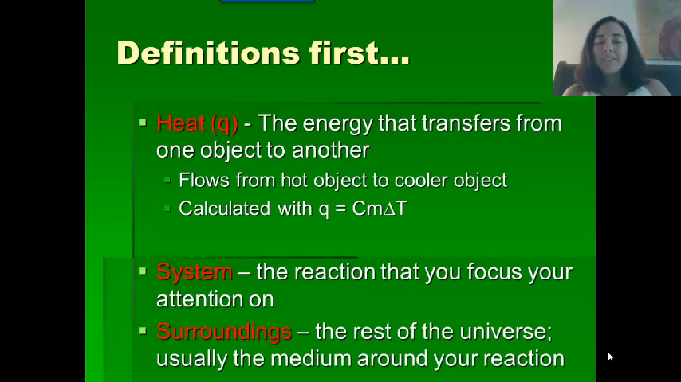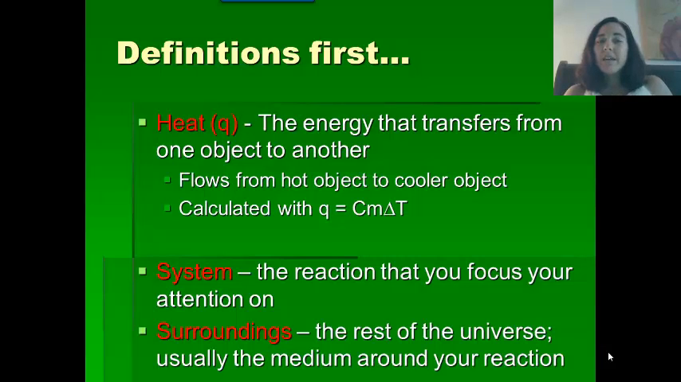Just to make some definitions clear for you before we begin, when we measure in lab the energy that transfers from one object to another, we're talking about heat, and the symbol for heat is letter Q. Now, heat is a form of energy that flows from a hot object to a cooler object. We're not going to study cold or coolness, we're going to study heat. We're going to calculate the amount of heat that does move from one object to another with this equation, Q equals Cm delta T. And I'll explain all those variables to you in just a little while.